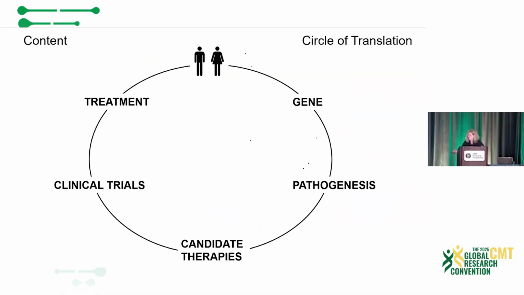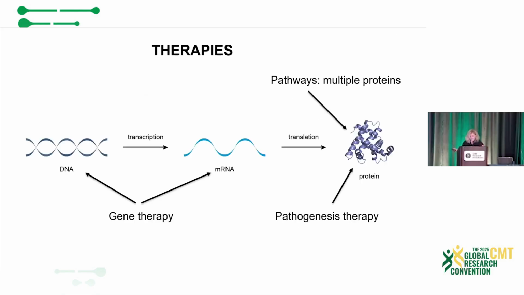Once that's done, we try to develop candidate therapies. They go through preclinical trials, eventually to a clinical trial, and for a treatment back to the patient. Now, I call that the circle of translation. We're very good at this end of it. We haven't quite got to this end of it yet, but we're getting there with clinical trials. But that's what we're talking about. We're talking about translating.